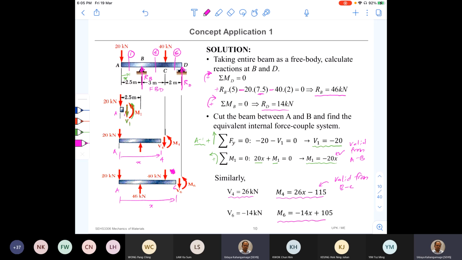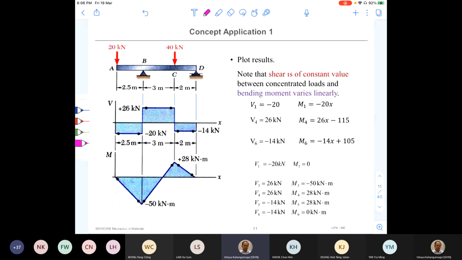So once you write the equation, you get this final version. This is valid from C to D. Okay, so we got the functions now for shear force and the bending moment. I'm going to move these functions to the next slide.